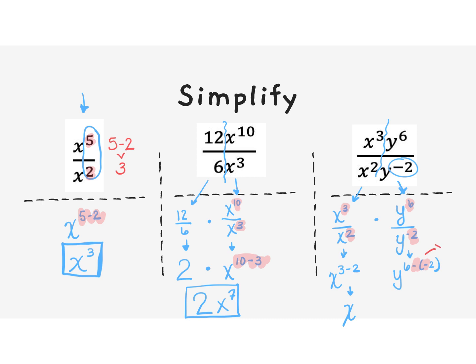Two negatives make a positive. So this is actually going to become y to the power of 6 plus 2, which is going to become y to the power of 8. And I'm going to come way up top here because I have run out of space. Our answer is x, y to the power of 8. And there you go. All right, moving on.